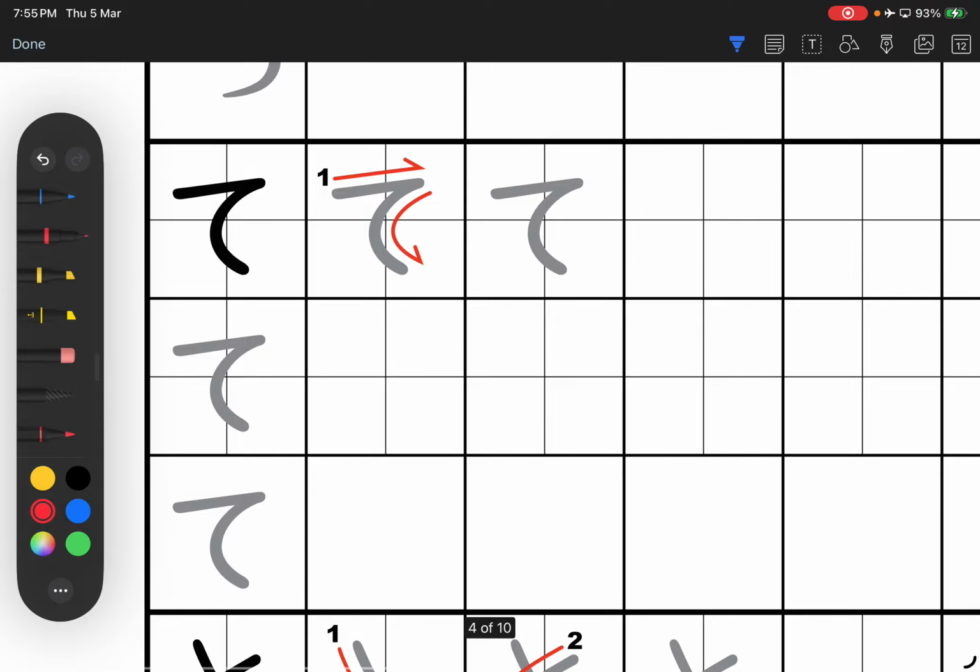We have te. Te is like so, but without the top part. There's no Z on top, just a horizontal line and a bracket. Te. So just one stroke.